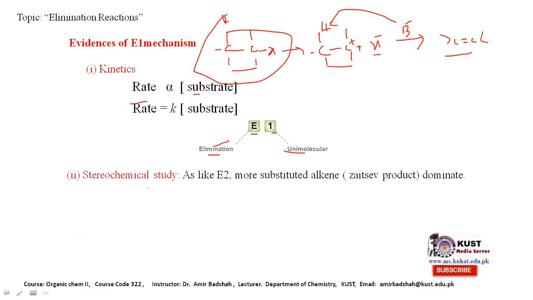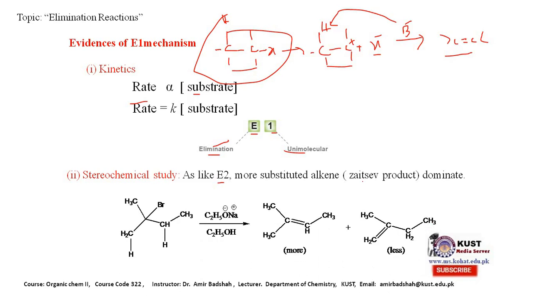The second evidence of E1 is the stereochemical studies. Like E2, we know that in E2 the more substituted Zaitsev product dominates only when the group which leaves is a negative species. The same is the case here too. If the species that leaves is a negative one and it is present here as a neutral species, then if more than one beta hydrogen is available, as a result the more substituted or Zaitsev product will be dominant.